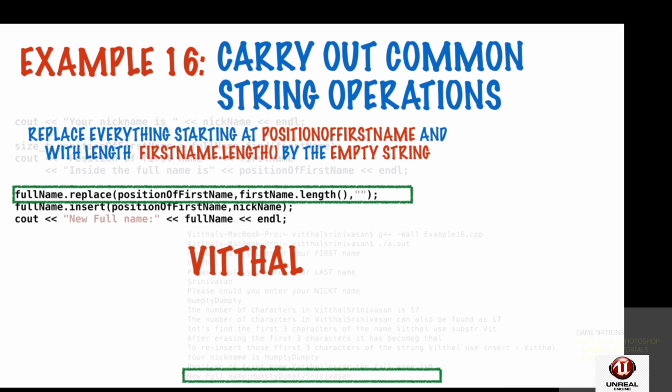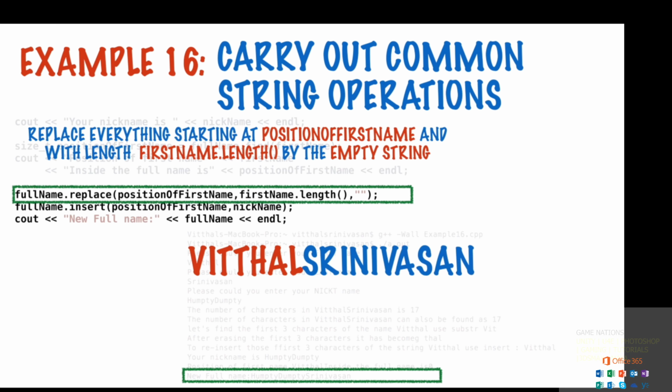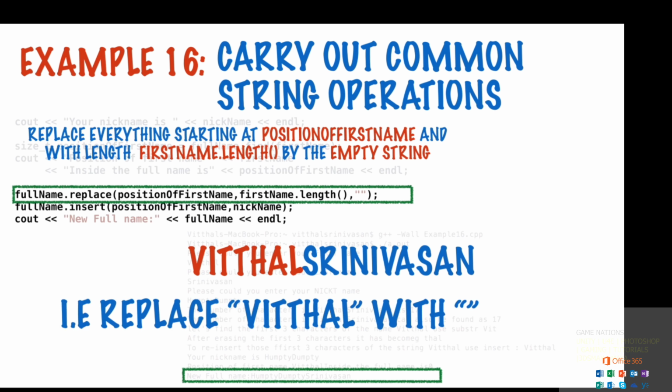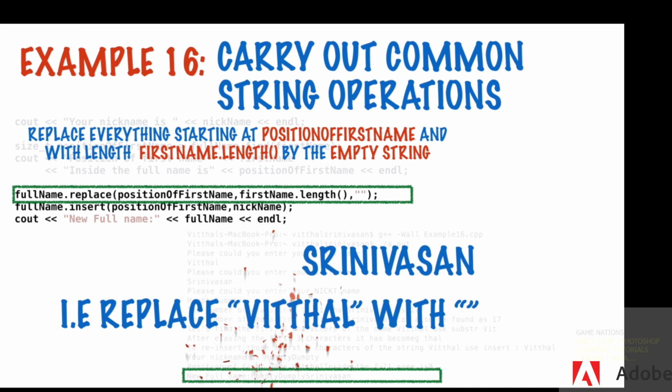We do this for how many characters? For the number of characters which are in the first name, i.e. for the first name dot length. The result would be to change the contents of the full name variable from Vittal Srinivasan to just Srinivasan. Why? Because all of the characters in Vittal have been replaced with the empty string.